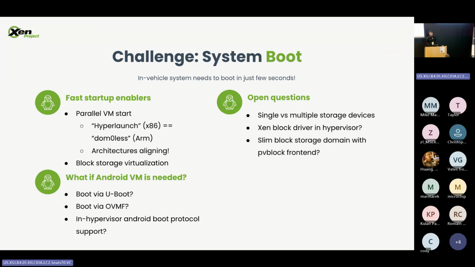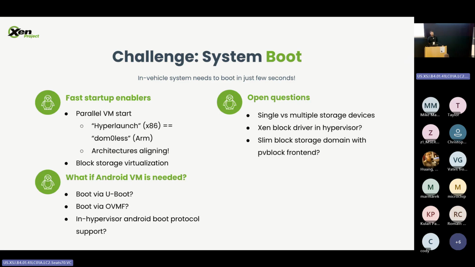First of all, it's a parallel VM start. That's one of the topics Jason covered. It comes with a block storage virtualization. And if you need Android, there's also a lot of trade-offs in how to boot Android. So yes, it works through OVMF, but is OVMF the right way? Maybe it should be booted from U-boot, or maybe the best would be just to add hypervisor support for the Android boot protocol, which is absent right now.